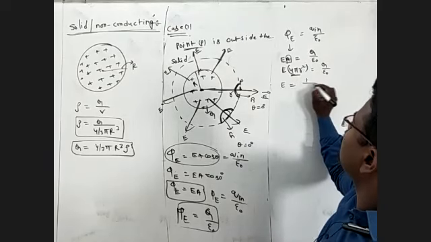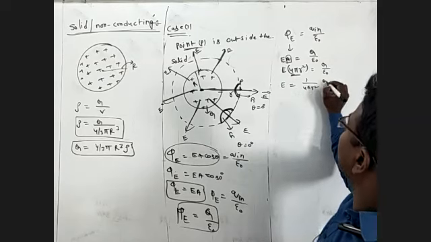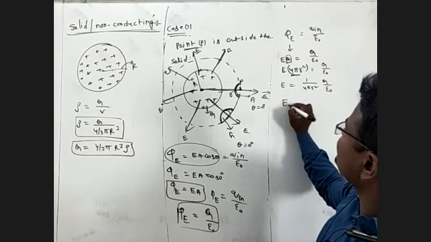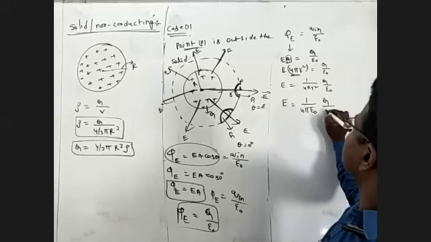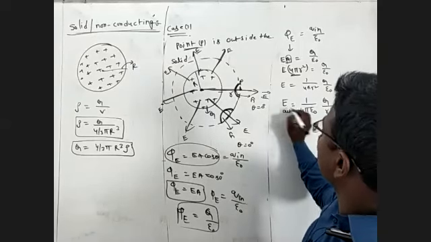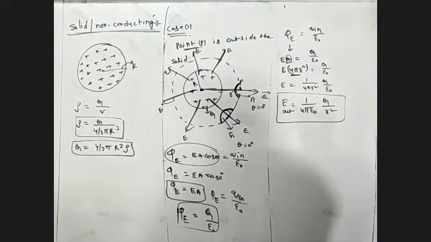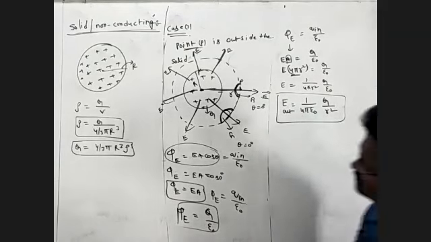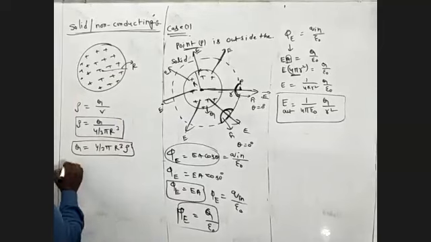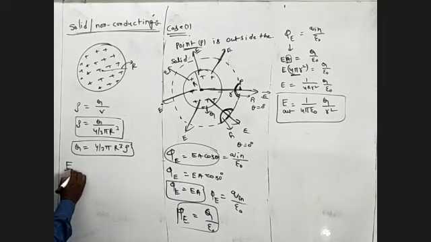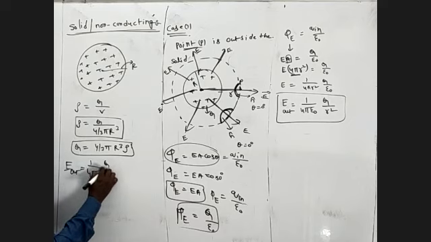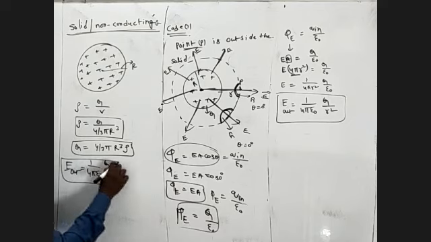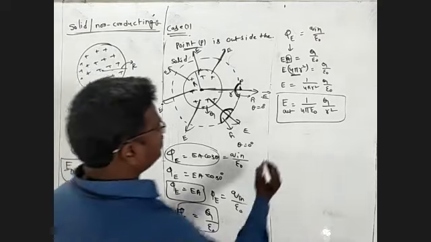Take the 1 by 4 pi r square to the other side: E is equal to 1 by 4 pi epsilon naught Q by small r square. This is E out. What is the formula? E out is equal to 1 by 4 pi epsilon naught Q by capital R square. This is the E out value.